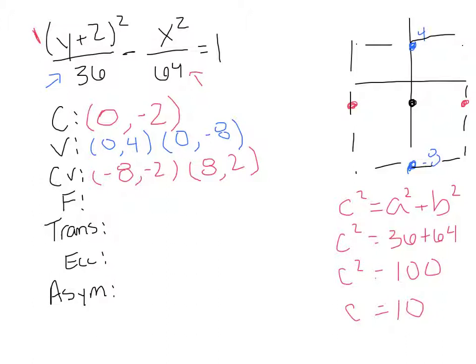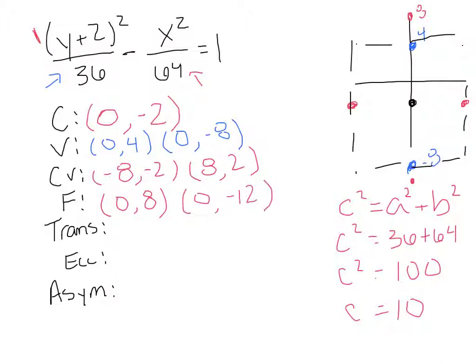I like it when this happens because it's a lot easier to visualize where these foci are. So we're starting at the center, remember, and we're moving up and down 10 because this is a vertical hyperbola. If we move up 10 from -2, we're going to be at 8. So (0, 8) is one focus. If we move down 10 from -2, we're going to be at -12. So (0, -12) is the other focus.